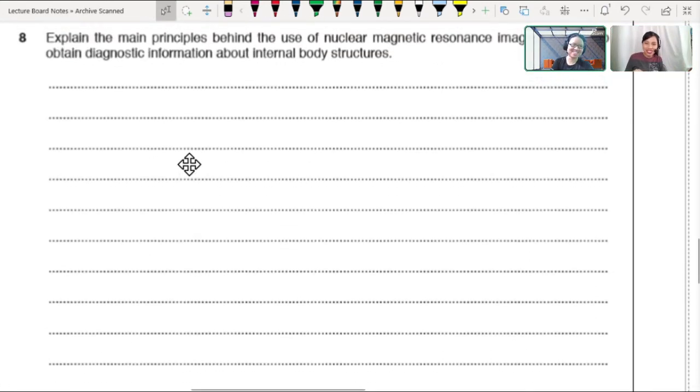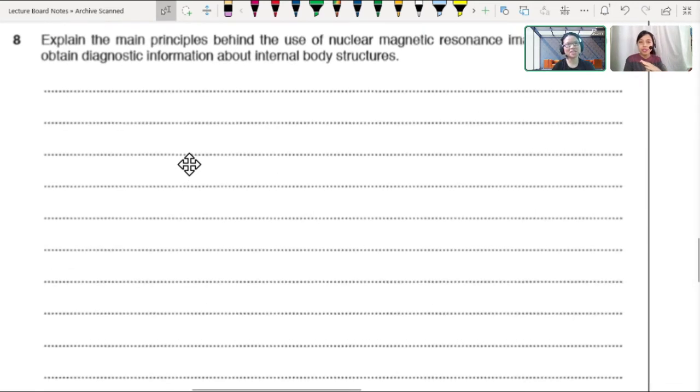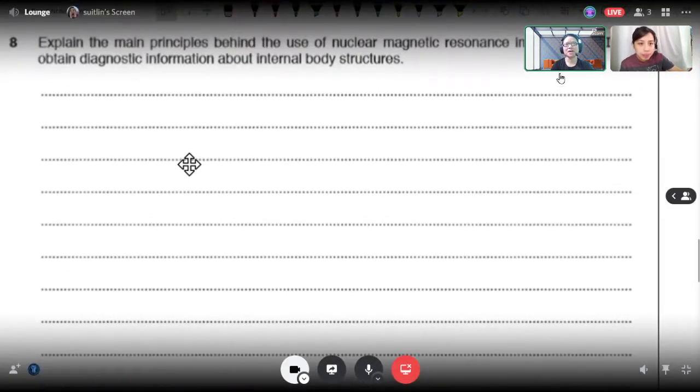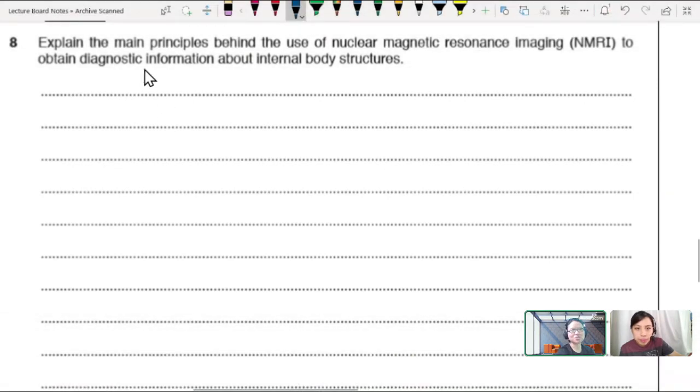Okay, so main principles behind the use of MRI to obtain diagnostic information. So the previous question was just asking you what's the role of the uniform and non-uniform field. This one is tell the whole story. So you go once upon a time, or basically I will start the story with something that makes sense. So I would say that I will start with the patient.